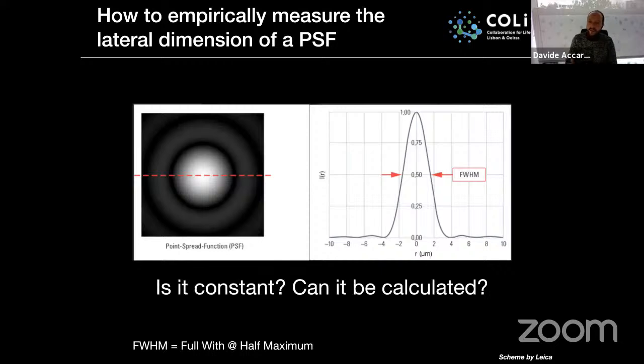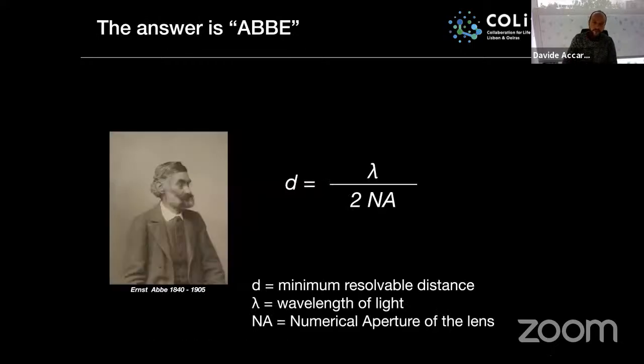Is it constant? Can it be calculated? Yes. So the answer is Abbe. Just so that the full width at half maximum of a point spread function corresponds, or it should correspond, to the value that is theoretically predicted by the formula that Abbe described in 1873.